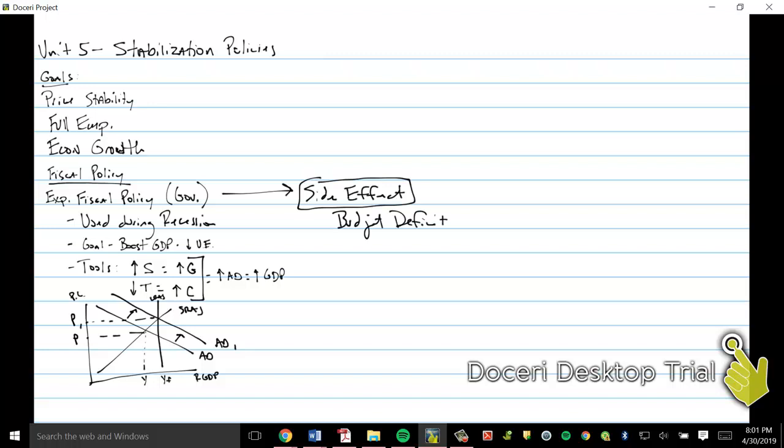And we have to understand that this is an important part of fiscal policy. I call it a side effect because the government is not intending to do this. But when they're trying to fix the recession, and they're spending more and taxing less, that's what's creating the budget deficit.